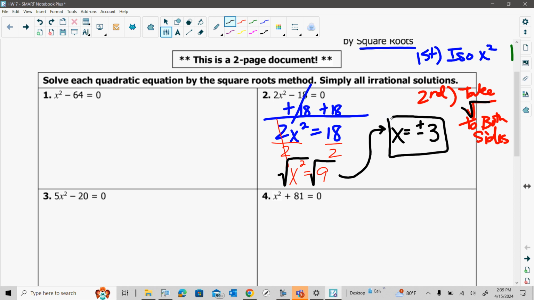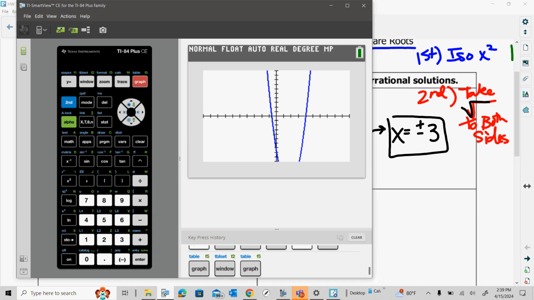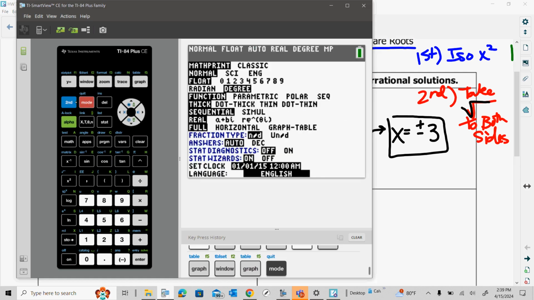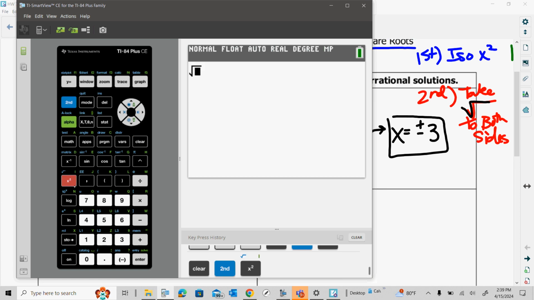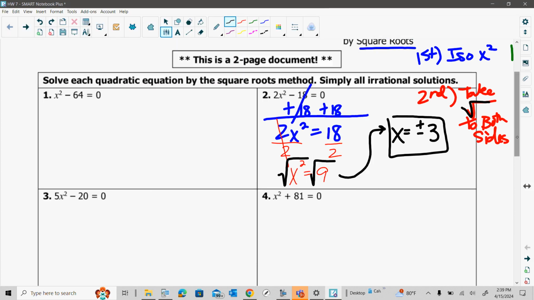And if you're not sure, you can go to your calculator. You do second, x squared, and 9, and it's always going to show the principal root, the positive root. Then we just know that it's always a positive and a negative whenever we take the square root.